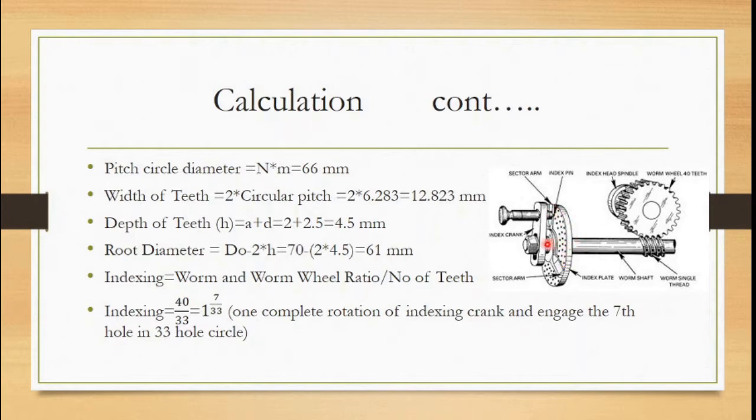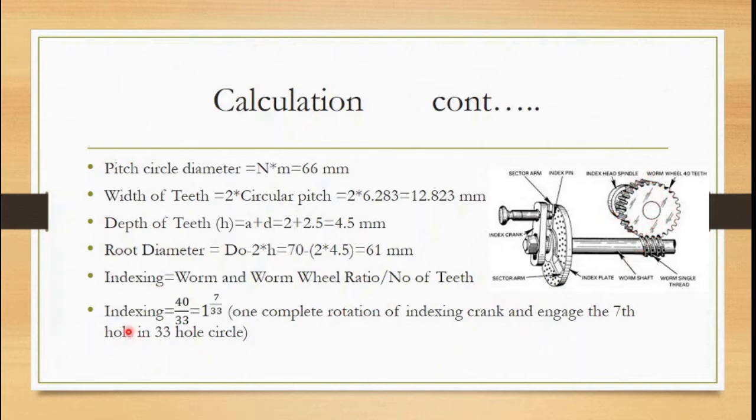We can observe this crank and indexing plate are connected to worm, and there is a connection between the worm and the worm wheel. As you rotate, this worm wheel also rotates. If you rotate the worm one complete revolution, this worm wheel will not complete one complete revolution. Instead of that, if you rotate this worm 40 revolutions, then we can complete one revolution of this worm wheel.